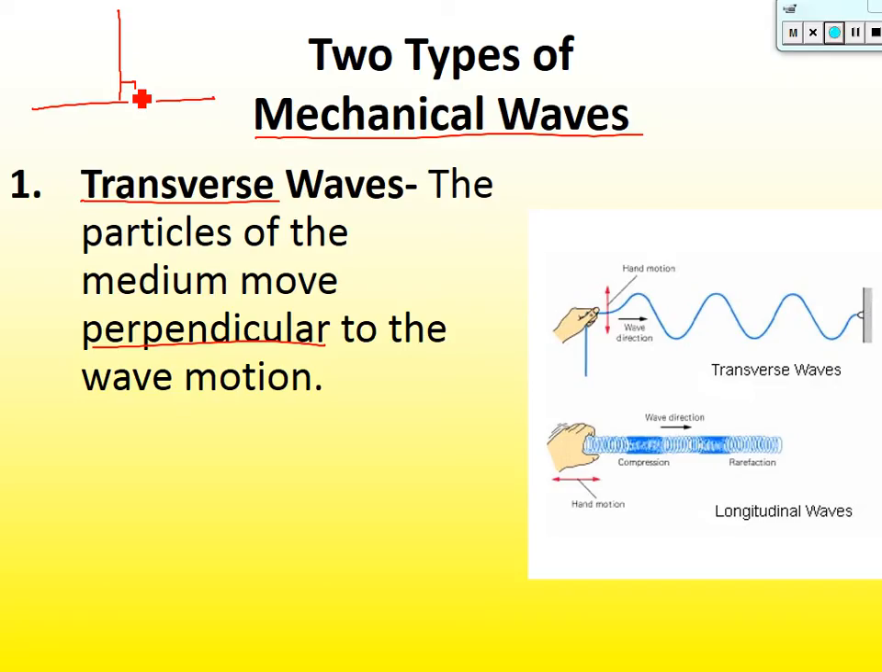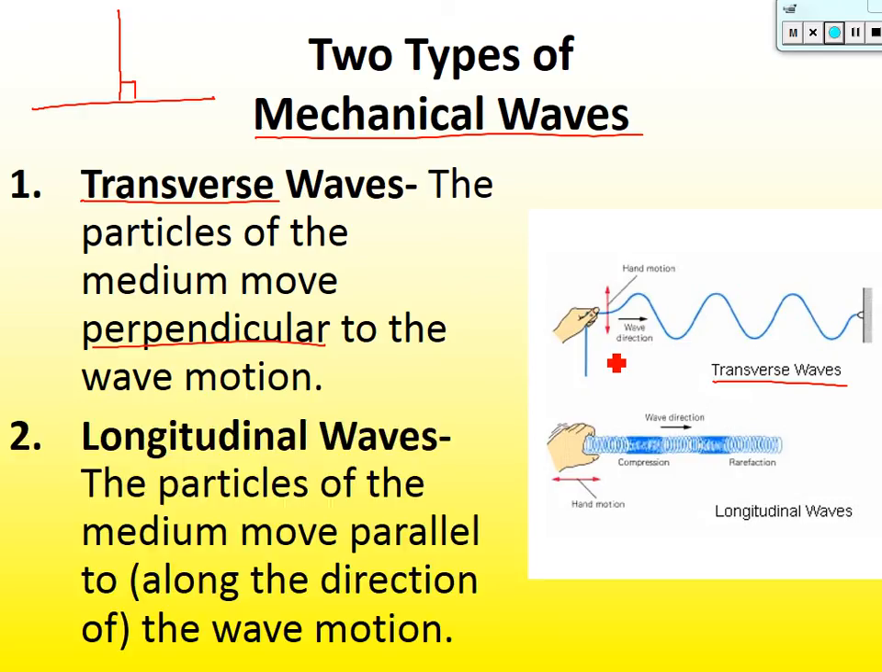So let's go through that again. Transverse wave, the particles of the medium move perpendicular to the wave motion. Here's what I mean. This guy is making a transverse wave. His hand is moving up and down. Which way is the wave moving? Perpendicular, which means which way? It's moving out this way. The wave is going that way. The hand is moving up and down. Okay? So that's how transverse waves are generated, with a disturbance that is perpendicular to the wave motion.